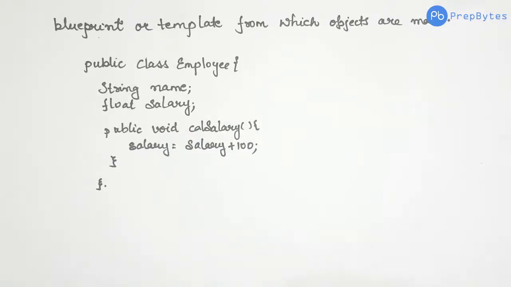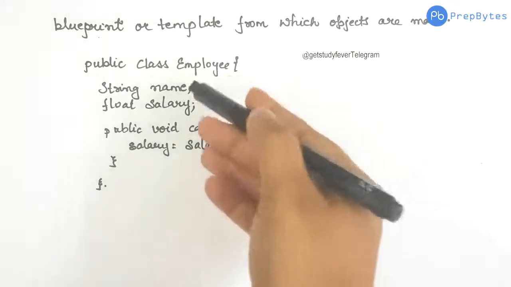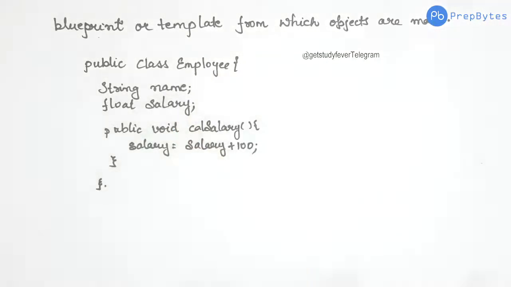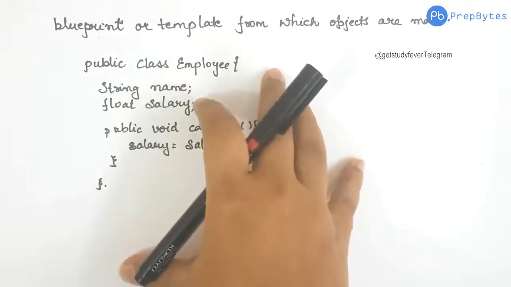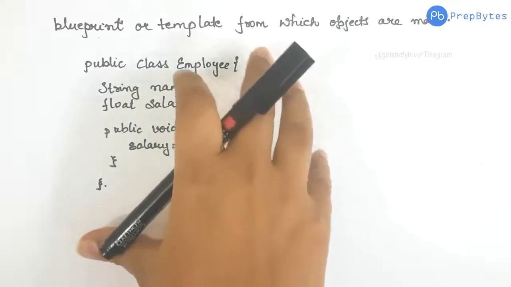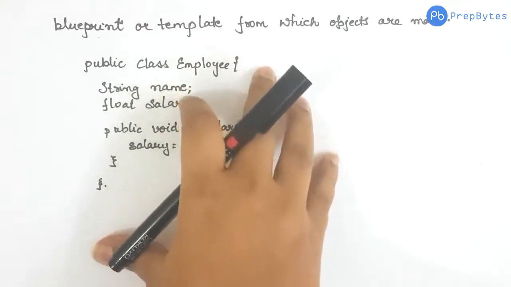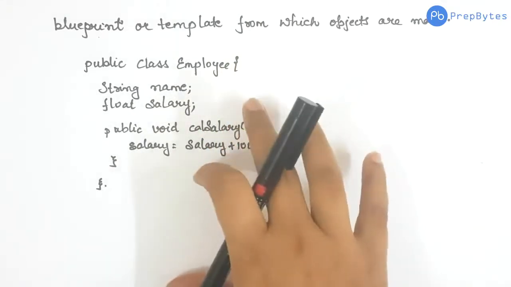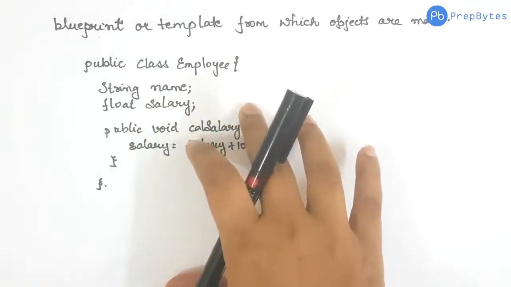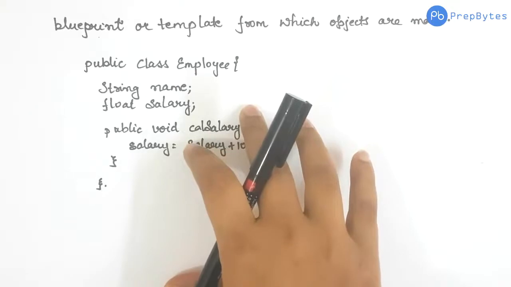So class is a blueprint or template from which objects are made. What do I mean by that? Consider an example here. Here we have a class called employee. Employee has name, salary and calculate salary. These are just the features of employee. This is just a template that if there is an employee, it should have a name, salary, and there should be an associated method to calculate the salary of that employee.